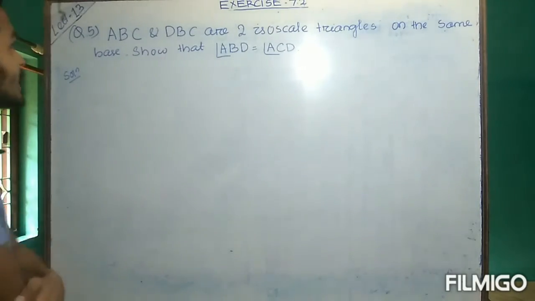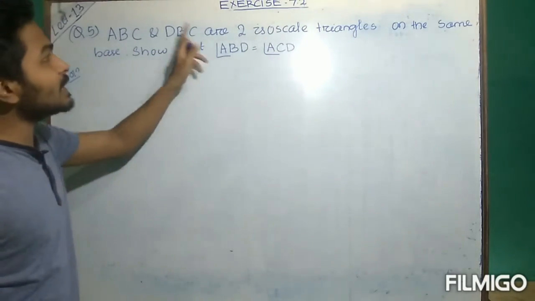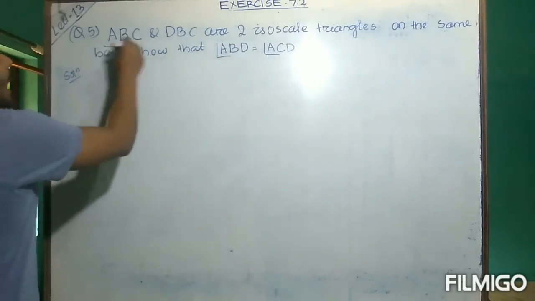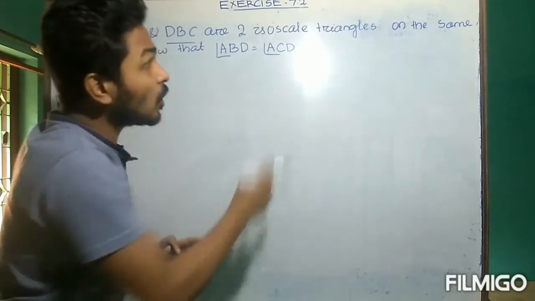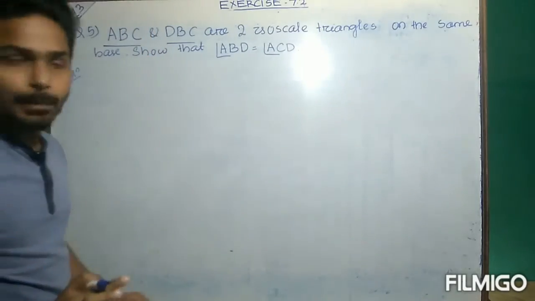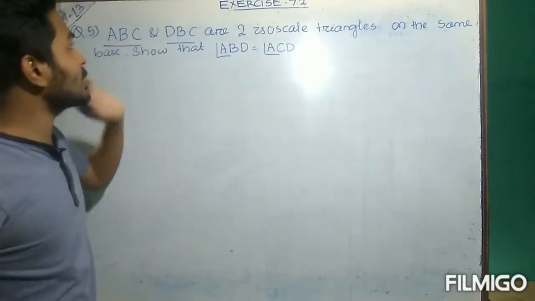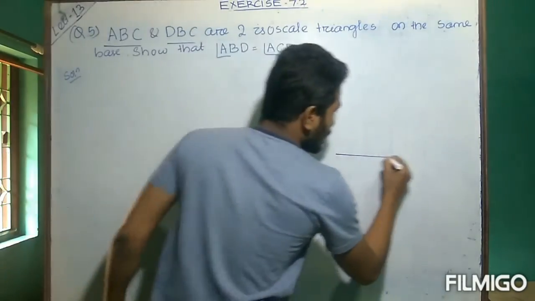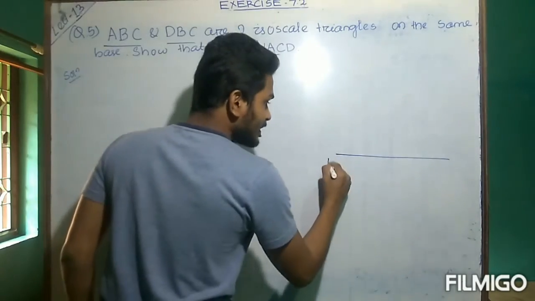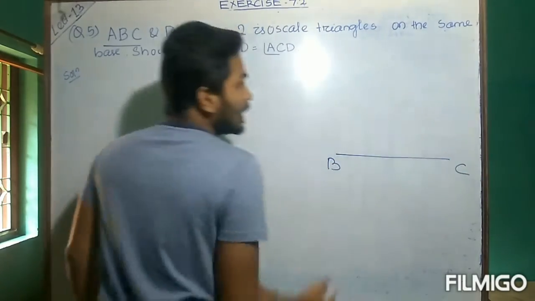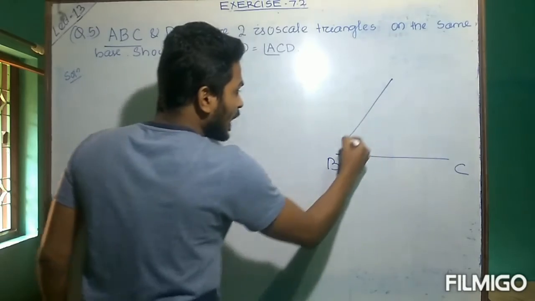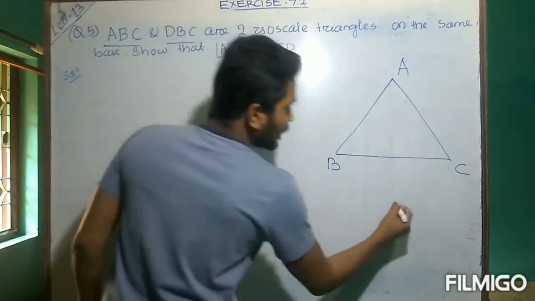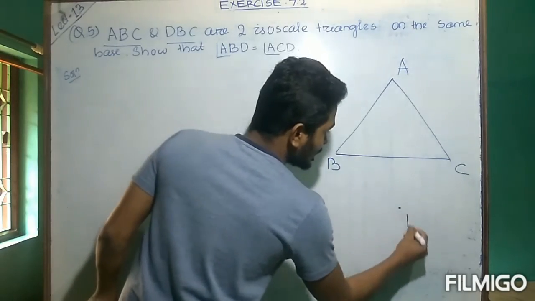In question number 5 it is given that ABC and DBC are two isosceles triangles on the same base. It means we have to draw two triangles having equal base. For example, suppose this is a base BC. Now we have to draw two isosceles triangles. Suppose this is A and this is D.